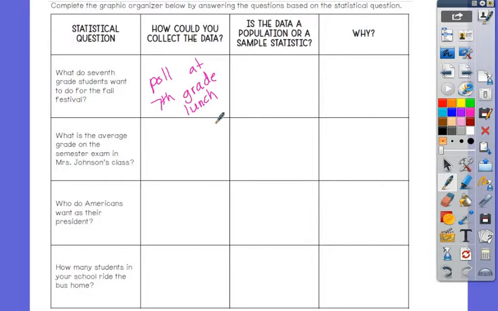Well, is that data going to be a population or sample statistics? If you polled at 7th grade lunch, sample. Why is it a sample? Because you're only asking 7th grade. Are you asking the whole school? And chances are you're probably not even asking all the 7th graders.